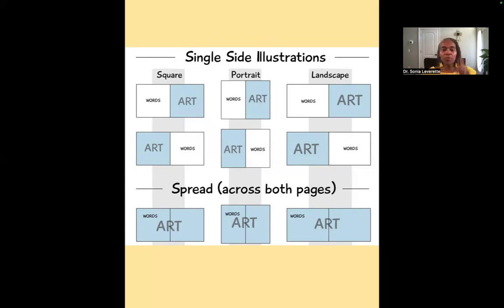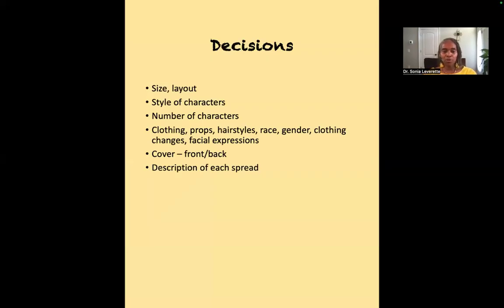So you can see on this slide, you have the option of square books, a portrait book, or a landscape book, and you can have words on one side and art on the other side. You can have art on one side and words on the other side, or you can have the image take up the entire spread and then the words be on top of the spread. I will let you know how you can get a copy of this in the description of this video. So be sure to check out the description.